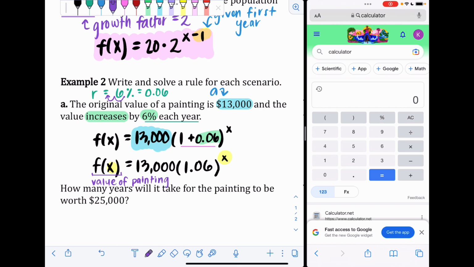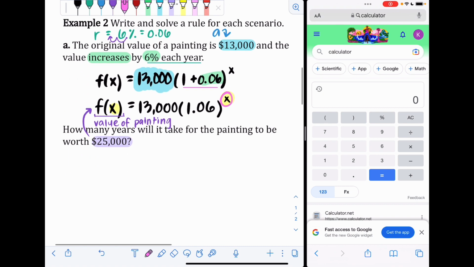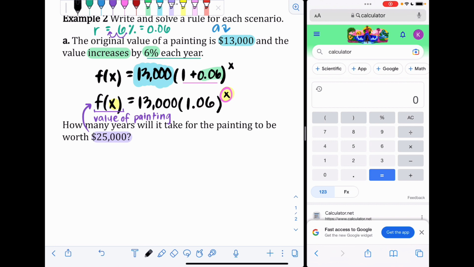So to figure out how many years it will take for the painting to be worth $25,000, that means we have to take $25,000 and put it in for f of x, and solve for x, because that's going to be the number of years it takes us to get there. So instead of f of x, it'll be 25,000. It's not f of 25,000, it's that the whole function is 25,000, and that equals 13,000 times 1.06 to the x power.